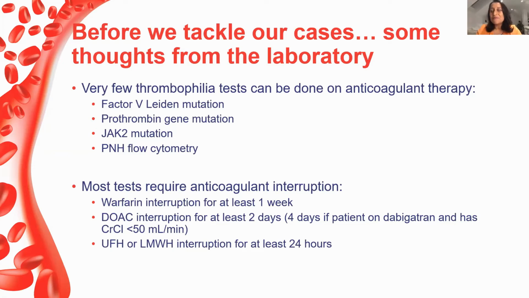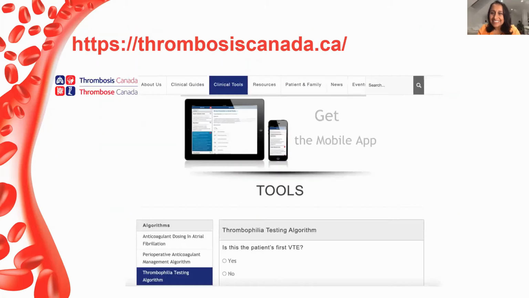So with all those provisos in mind, let's get to the next slide. Let's get started on our cases. Let's work through them together. So if you have the Thrombosis Canada app on your mobile device, you can fire it up now and load up the tool. If you're on your desktop, maybe don't turn off my window, but maybe open up another browser window and navigate to the Thrombosis Canada site. Our thrombophilia testing algorithm is found under the Clinical Tools tab.